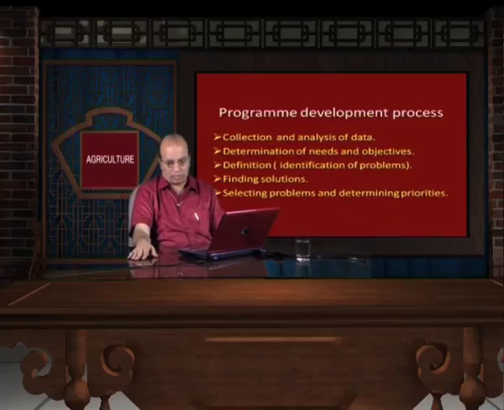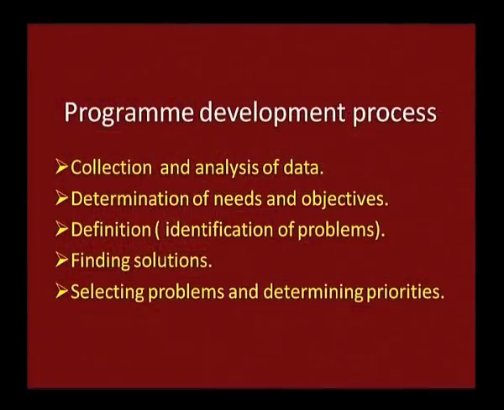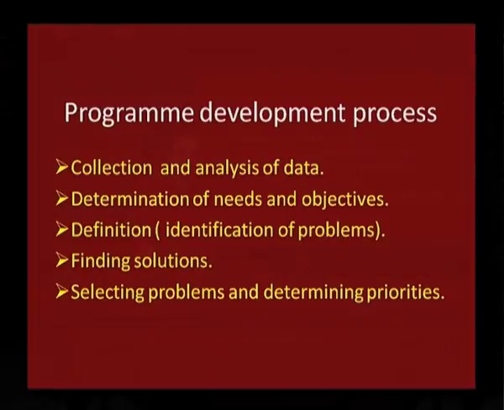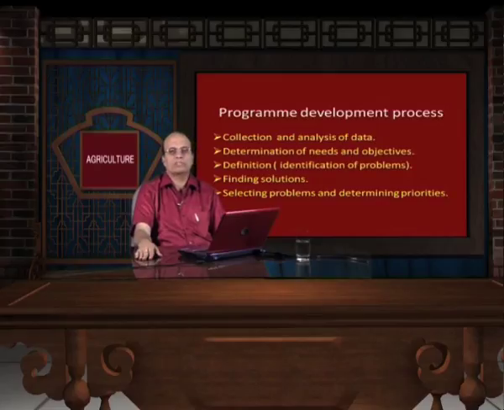Program development process. There are certain processes for development of the program. Collection and analysis of data is the prior information. We have to gather the information systematically. Then determination of need and objective. What is the need of a particular person for whom the program is to be formulated and implemented, and different objectives are chalked out prior to implementation of this program.